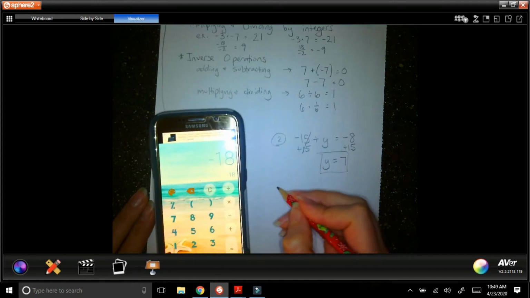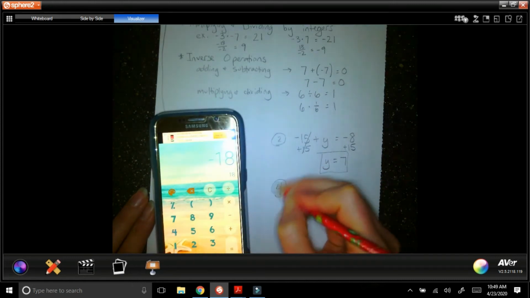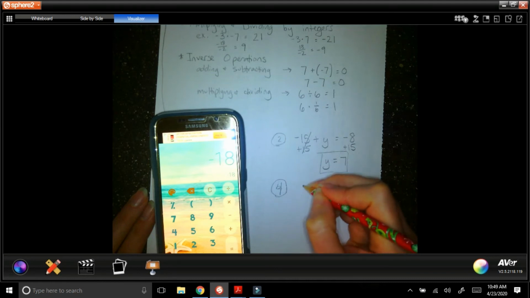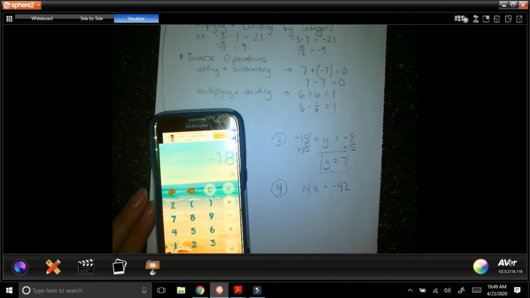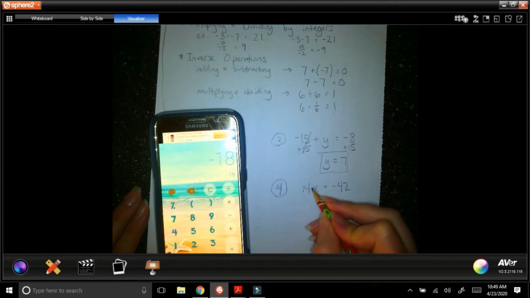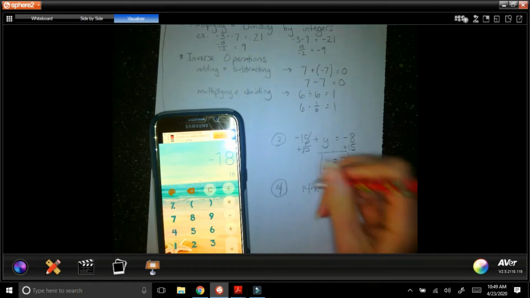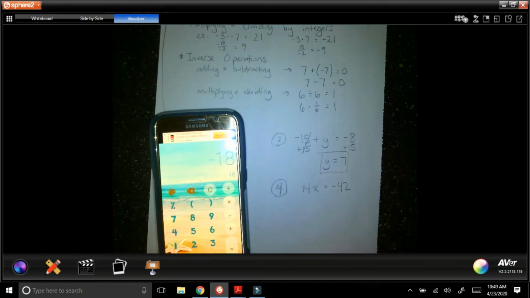Okay, for the next one, this is number 4. Example number 4, let's say I have 14x equals negative 42. Well, you have to think about what this means. This does not mean 14 plus x equals negative 42. This means 14 times x. They won't put that little multiplication sign there. They'll just have those together. But you have to remember that this means 14 times x equals negative 42.